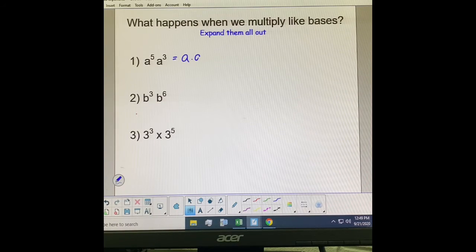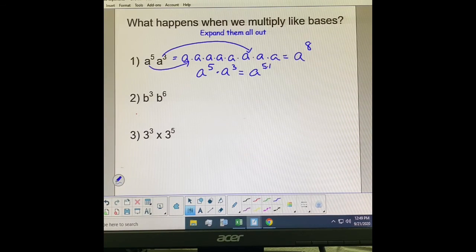A to the fifth times a to the third. A times a times a times a times a is being multiplied to a times a times a. That leaves us with a to the 8th power. 5 plus 3 is 8. Keep the base, add the exponents.